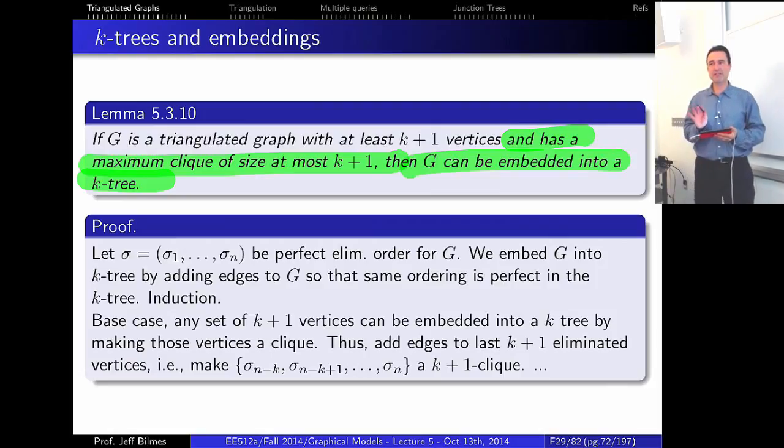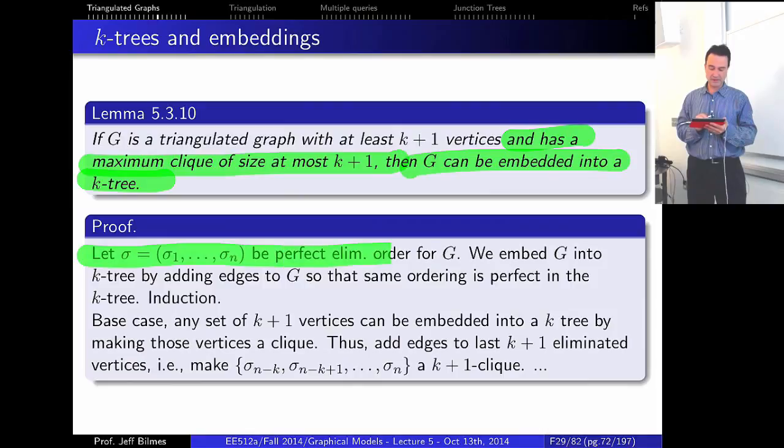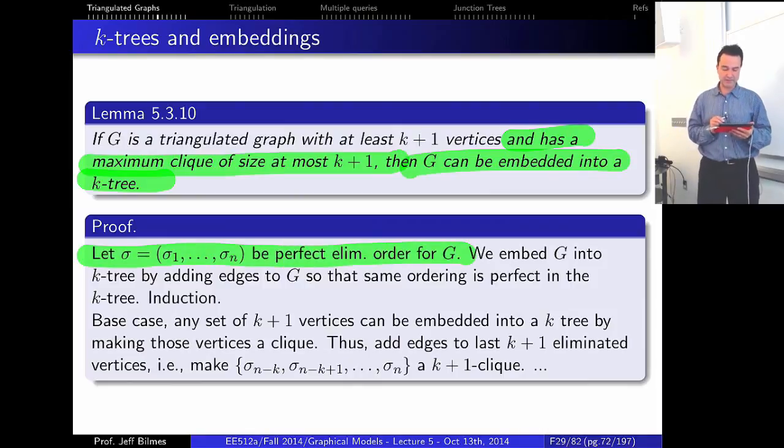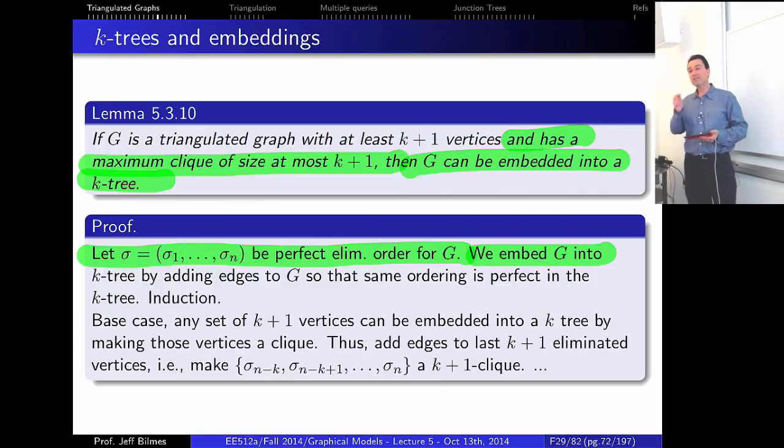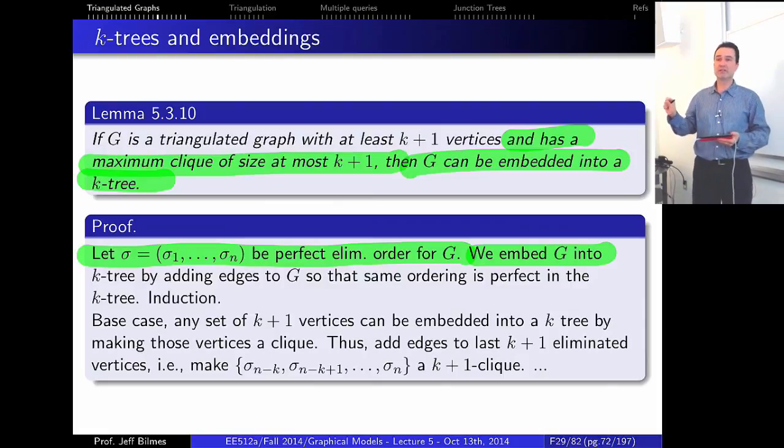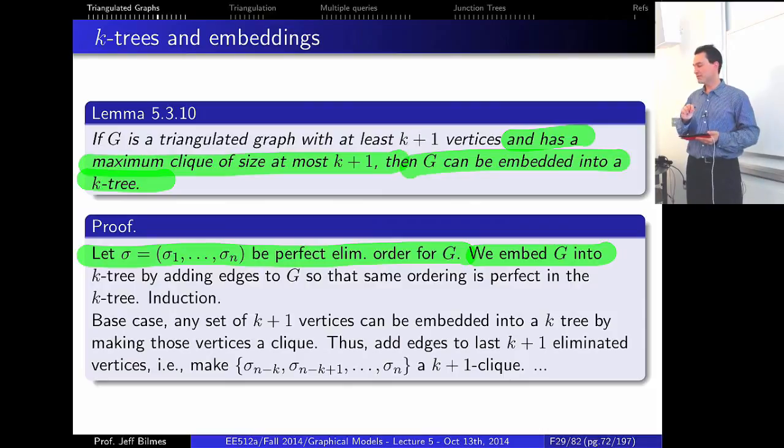Okay, so the proof is actually really neat, I think. It's a really interesting proof. Basically, we're starting with a triangulated graph, and so we know that there must exist a perfect elimination order for G. What we're going to do is embed G into the K-tree by adding edges to G, so that the same ordering that was perfect in the original graph is also perfect for the K-tree.